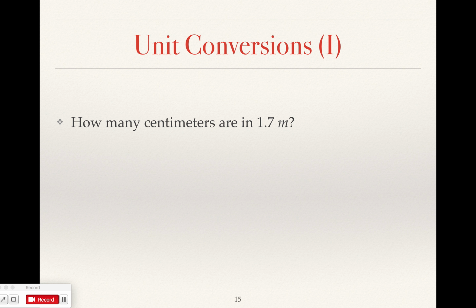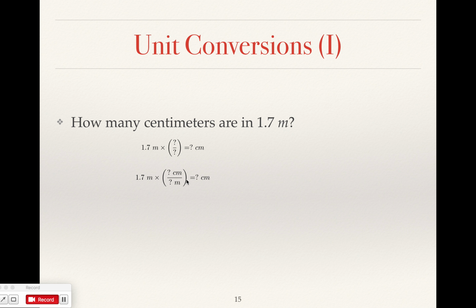Okay, so first, a quick simple example. How many centimeters are in 1.7 meters? The way I like to write this, we have our original quantity, 1.7 meters. We want to put this in centimeters. So we're going to multiply by a conversion factor, and we're going to write 1 as a ratio of 2 things, and that's going to be our conversion factor. If we think about the units, we want the meters to disappear. To cancel out the meters, we want meters on the bottom of our conversion factor, and we want to end up with centimeters, so those are going to go on top.